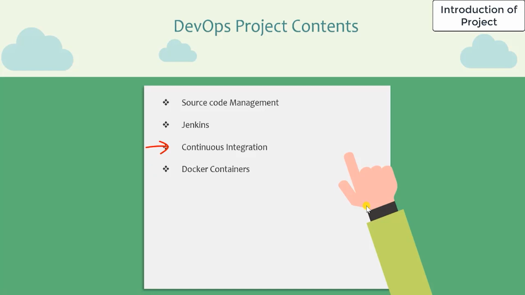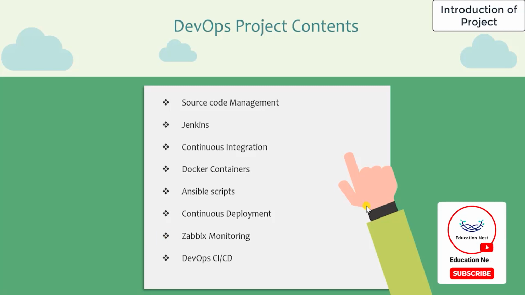We'll get to know how continuous integration is done. So it's like whenever a developer is pushing the code in the repository, then a new build should get immediately created. This is the power of continuous integration. Then we'll be using Ansible scripts for configuration management as well as continuous deployment. In the end, we'll be setting up Zabbix monitoring using the Zabbix agents that are placed on the different servers. In the whole project, we'll be getting to know what DevOps is, how CI/CD is implemented, and how the DevOps CI/CD lifecycle can be made as per the industry standards.